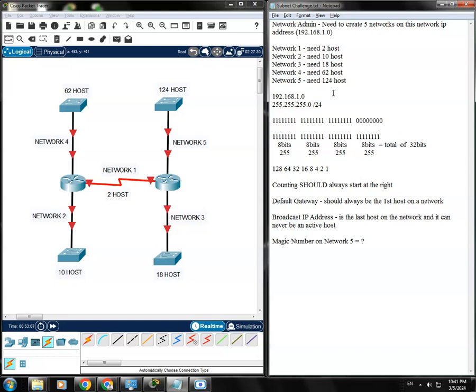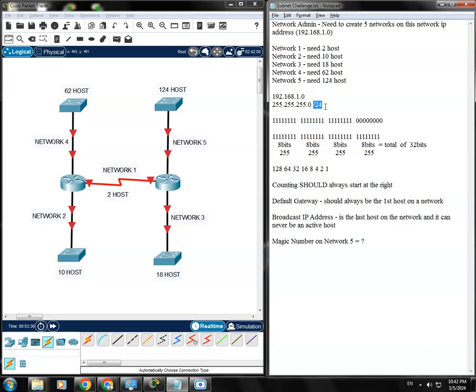And then if we want to determine the number in the slash notation, we need to count here, this time from the left. So if we count from the left, it will be 1, 2, 3, 4, 5, 6, 7, 8, 9, 10, 11, 12, 13, 14, 15, 16, 17, 18, 19, 20, 21, 22, 23, 24. So that is why it is a slash 24.